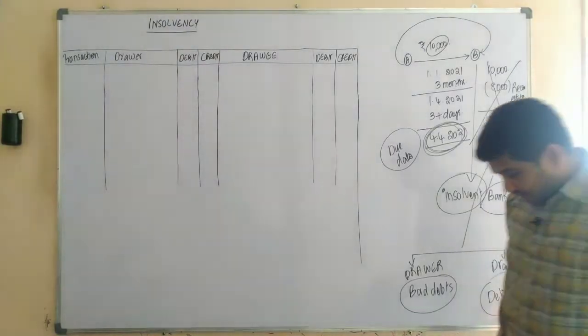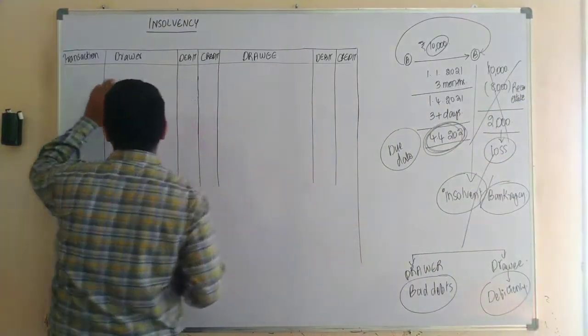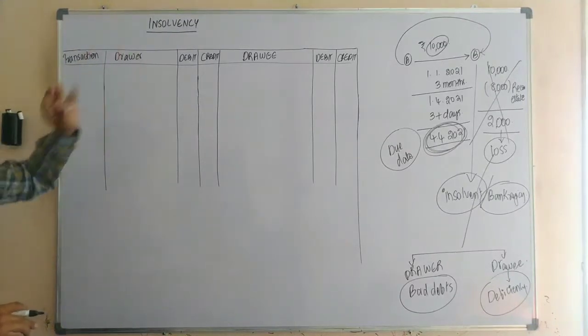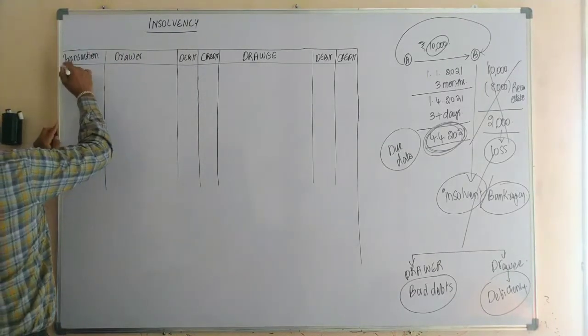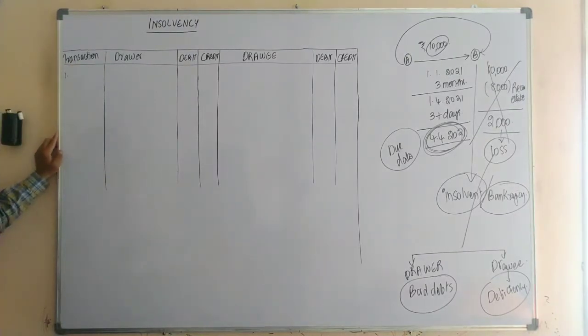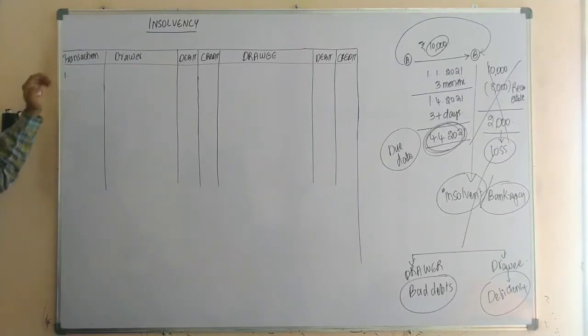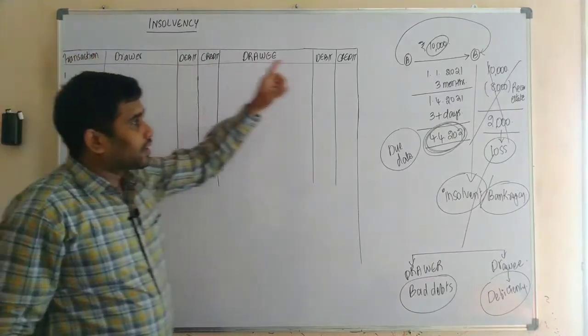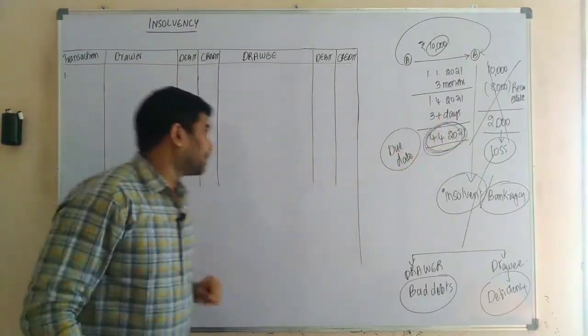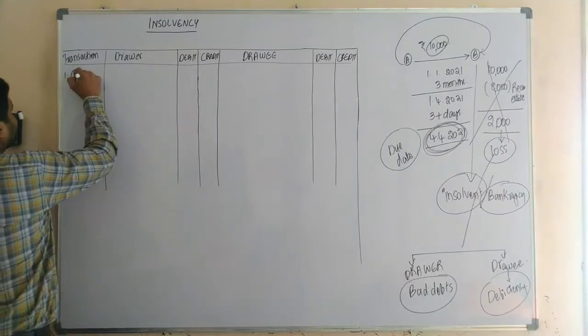Now, what is the journal entry in case of insolvency in the books of the drawer and the drawee? What is the journal entry, sir? First one. Upon insolvency, what could be the first transaction in our books of accounts, sir? Upon insolvency, first of all, we need to cancel the bill. Yes or no? We need to cancel the bill.